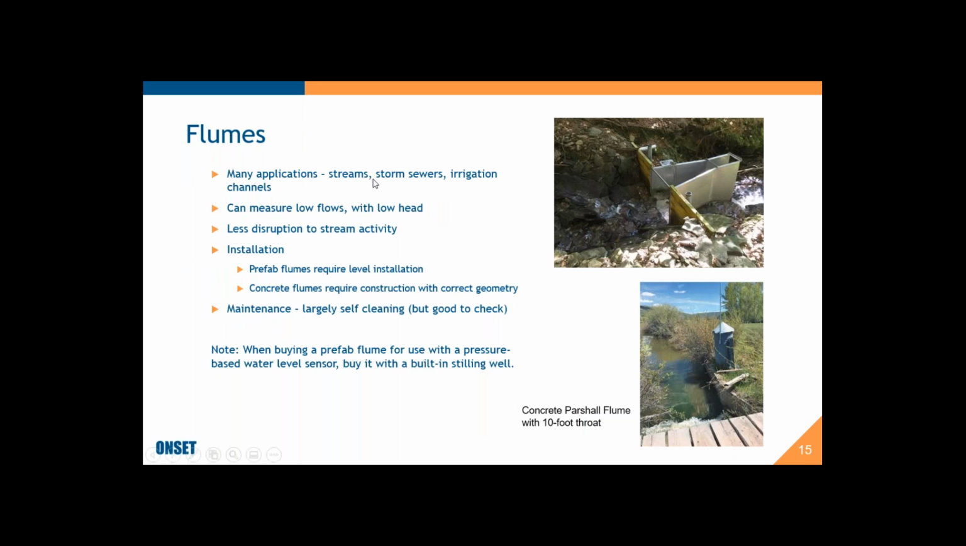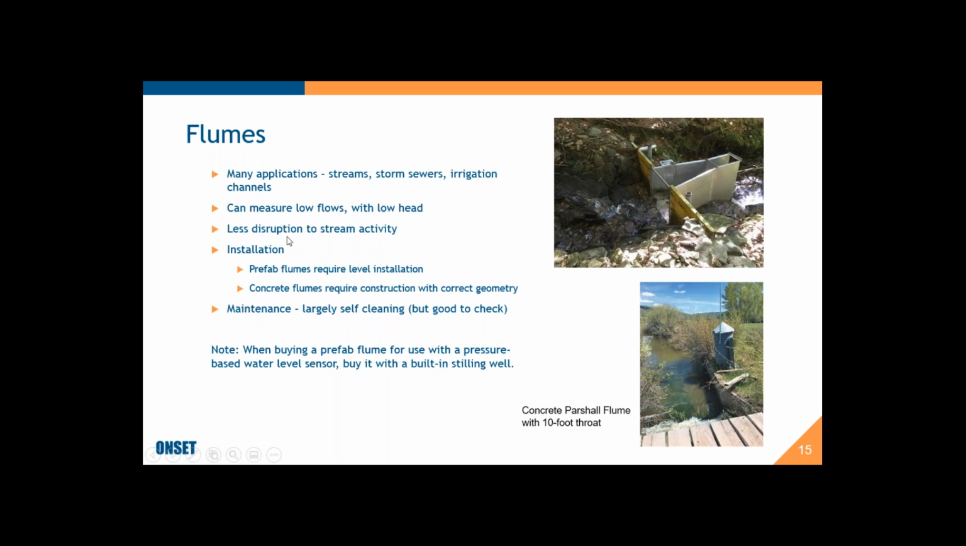Here's the range of applications, pretty similar to the range of applications for weirs: streams, storm sewers, irrigation channels. They're a little trickier to use for rivers just because the shape of them is so critical to the performance of the flume that sometimes it's hard to make one large enough to handle the flow of a river. One of the big advantages of flumes is you can use them in very flat flowing streams with low head and low flows, because they can basically measure down to zero water levels and still have a flow going through them.